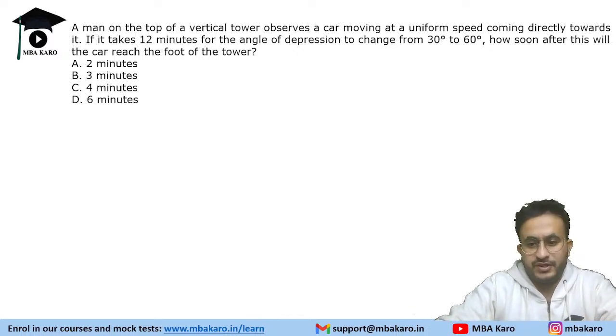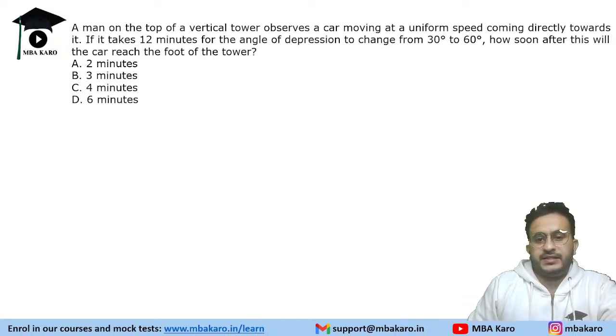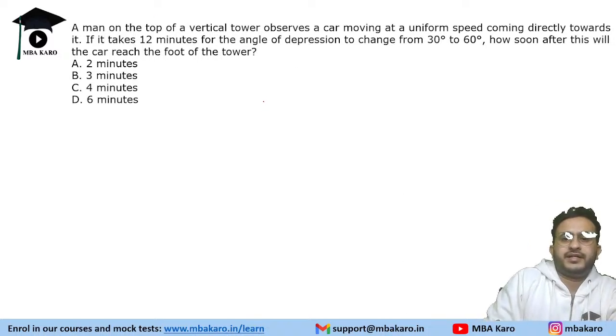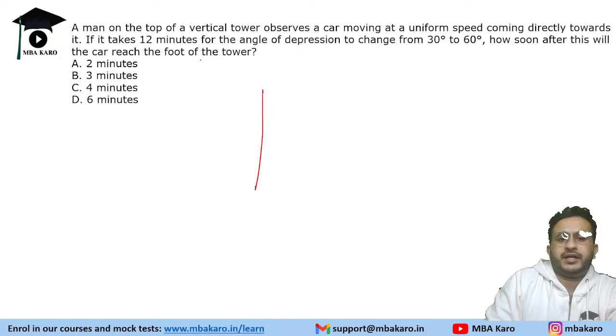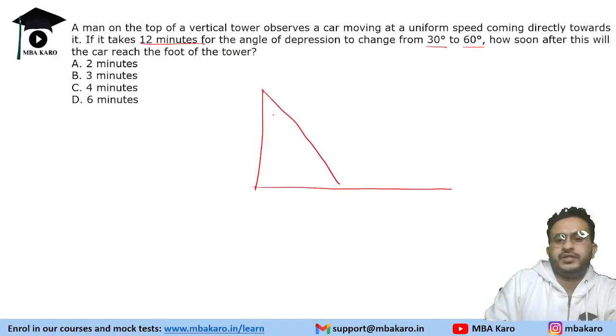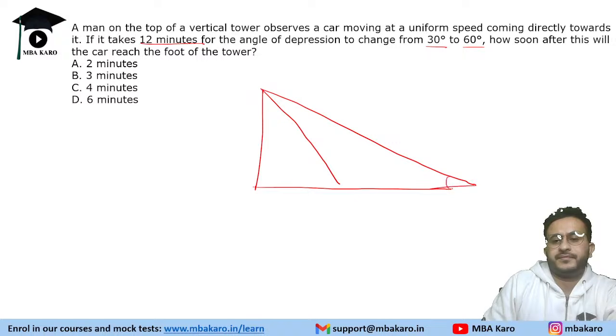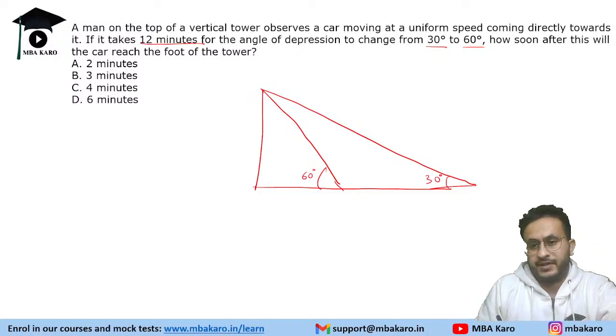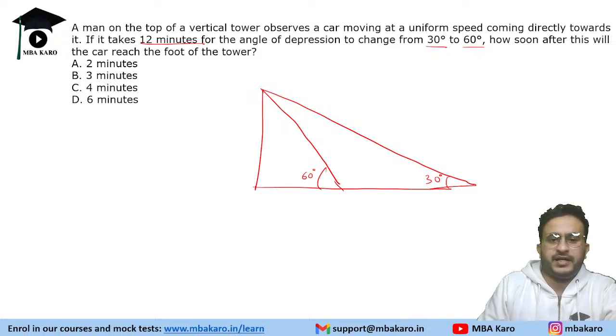Heights and distances was asked in shift 2. So it says there is a vertical tower and the person is watching a car, and it takes 12 minutes for the angle of depression to change from 30 to 60 degrees. Initially the angle was 30 degrees and now it has changed to 60 degrees. We need to find after how much time the car will reach the tower. So this is the tower, the person is standing here.